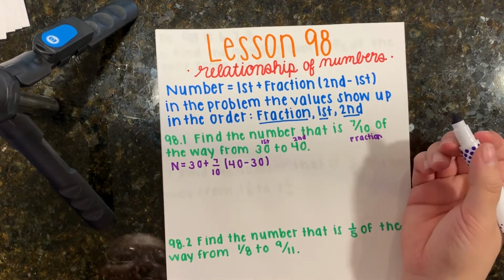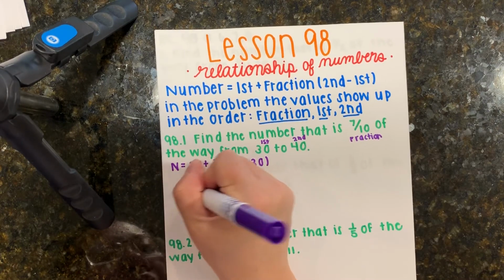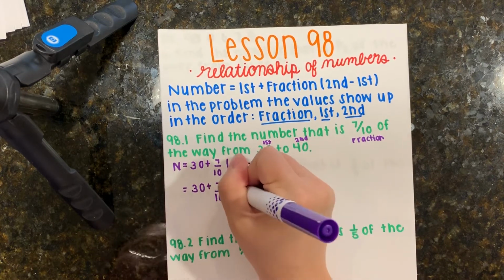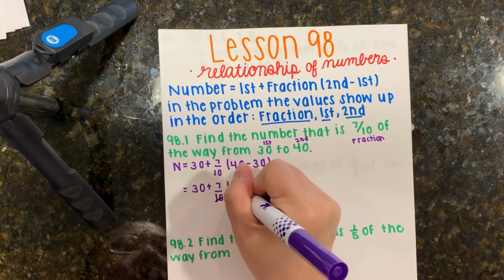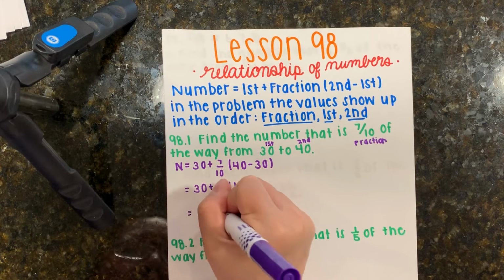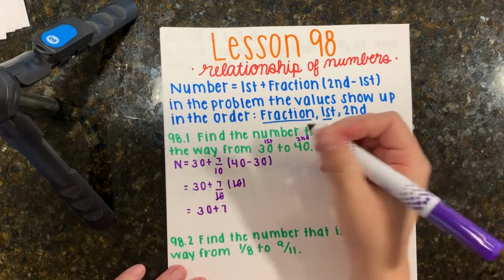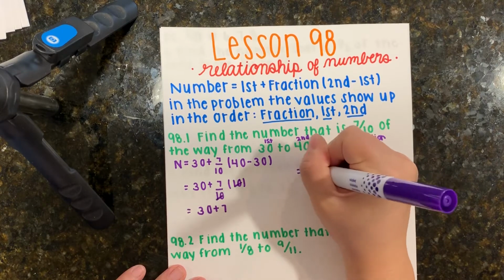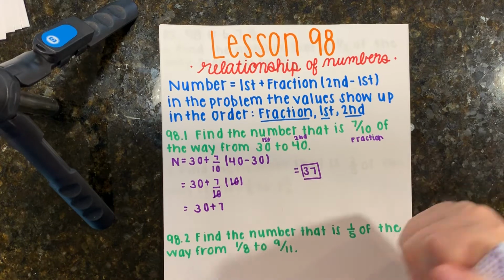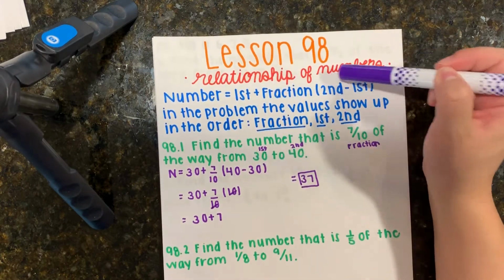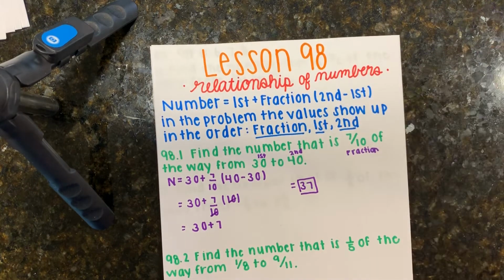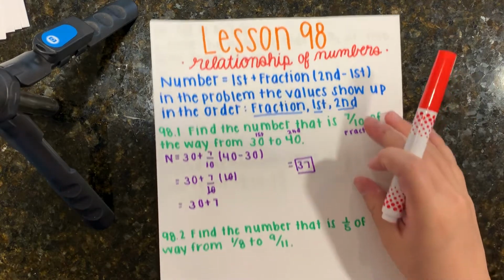So now that I've plugged in all of my variables, now I'm just going to evaluate. So I have 30 plus 7 over 10, and then 40 minus 30 is 10. The 10s are going to cancel, and so I am left with 30 plus 7, which means that your answer is going to be 37. And that is your result. So again, we're using this formula: first plus fraction times second minus the first. The way it shows up in the problem is always fraction, first, second. And that's how we're going to be solving these problems.